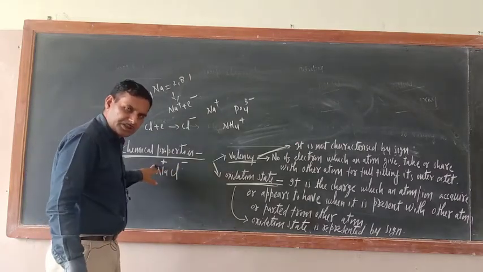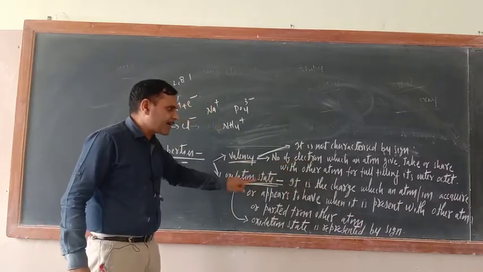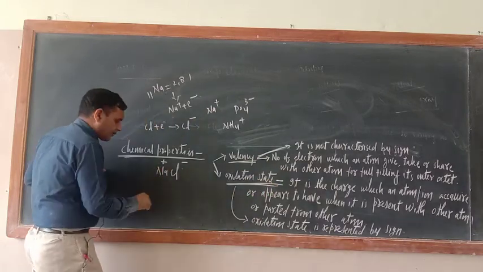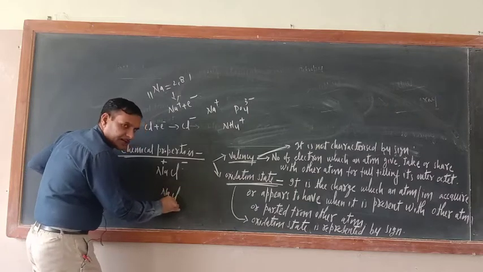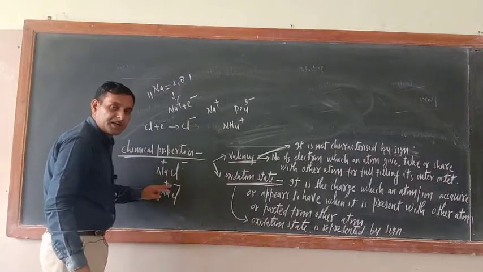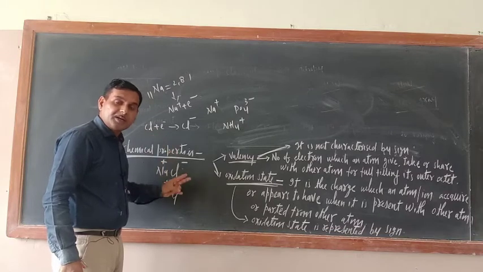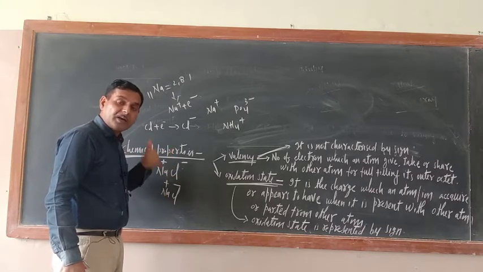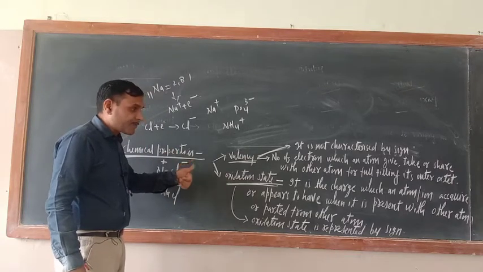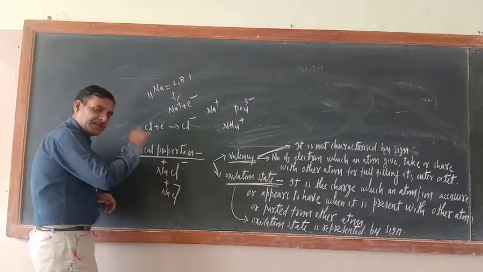So these are oxidation states, because what is written here? It is the charge which an atom or ion acquires or appears to have. Of course, in NaCl the charge is not written, but it appears that they are acquiring single positive and single negative charge. So oxidation state is nothing but a charge which an atom or ion appears to have when it is present with other atoms. Na is present with Cl, Cl is present with Na.